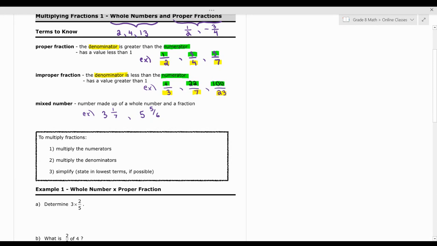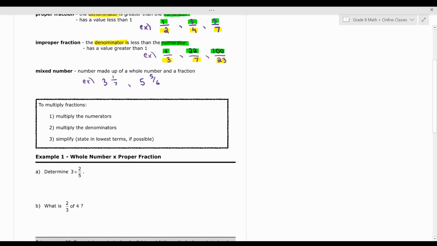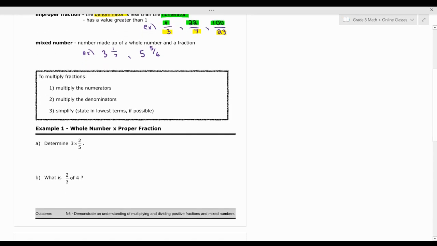The big thing is how do you multiply with fractions? If you remember in class, we talked about the fact that it's easiest to multiply your numerators, so you multiply your tops. You multiply the denominators, so you multiply your bottoms. And then the last thing you want to check is, can you simplify it? If you have it in a fraction format, could you state it in lowest terms? I'll give an example here.